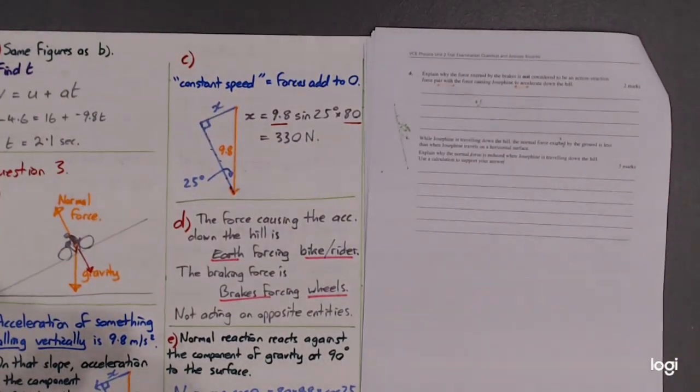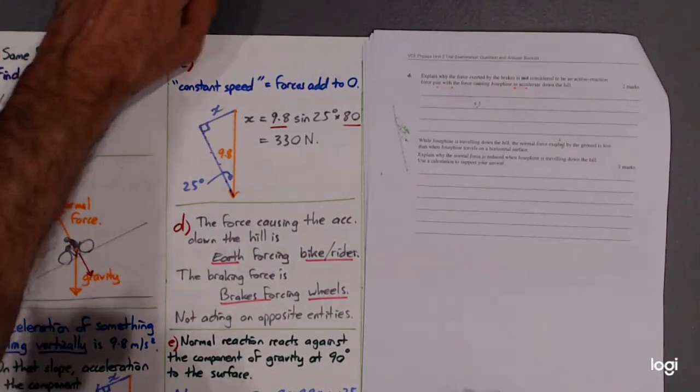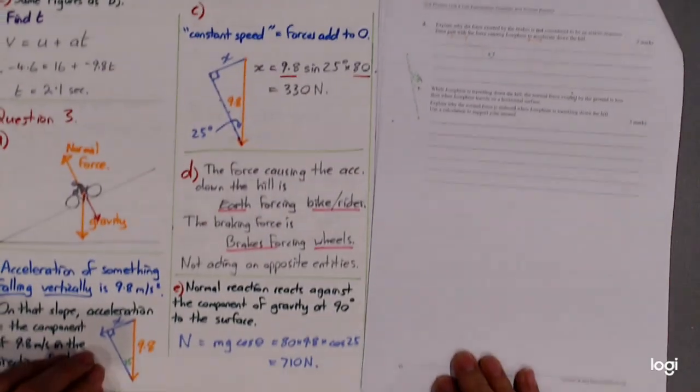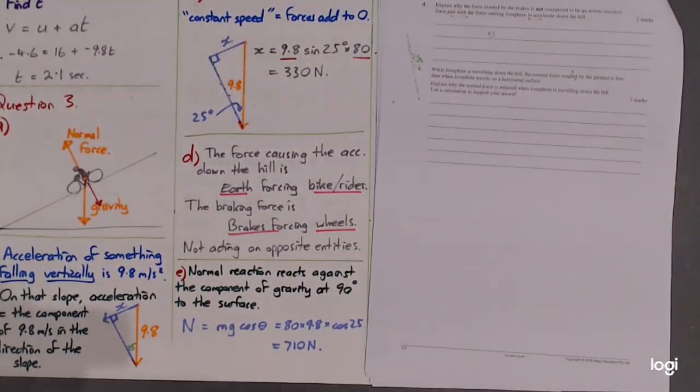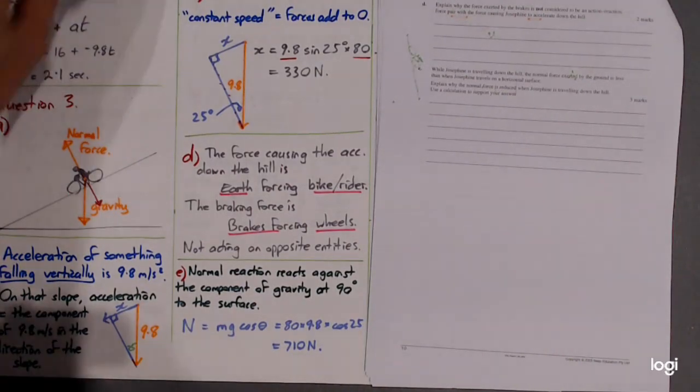The collision has a duration of 0.8 seconds. Okay, now you know you're going to have to use this. It's a collision. Impulse has been mentioned. They've given you a time now. I bet they're going to ask you for the force. Calculate the magnitude of the average force exerted on the car by the van. Show your working. Okay, we're just going to do this.